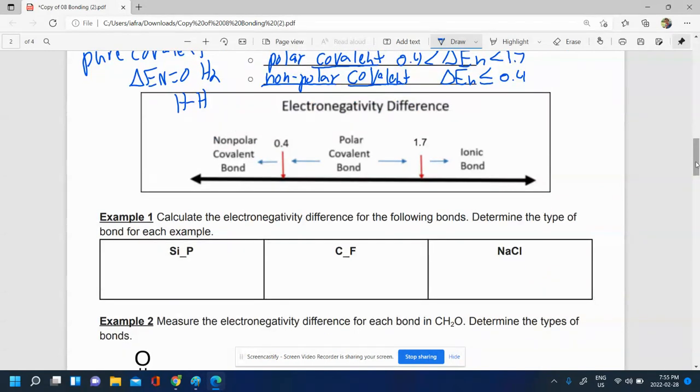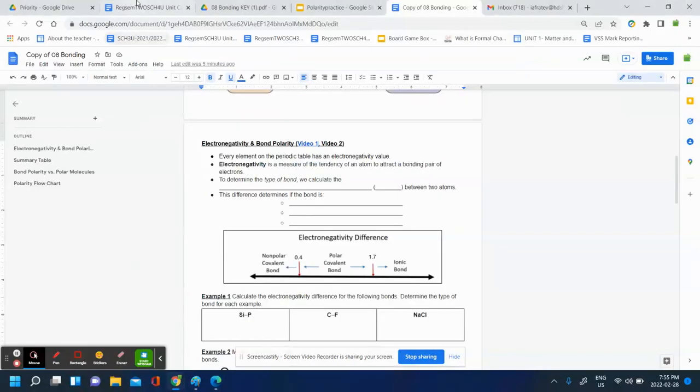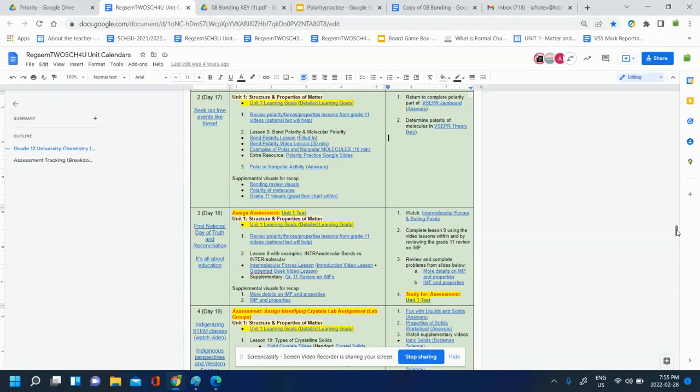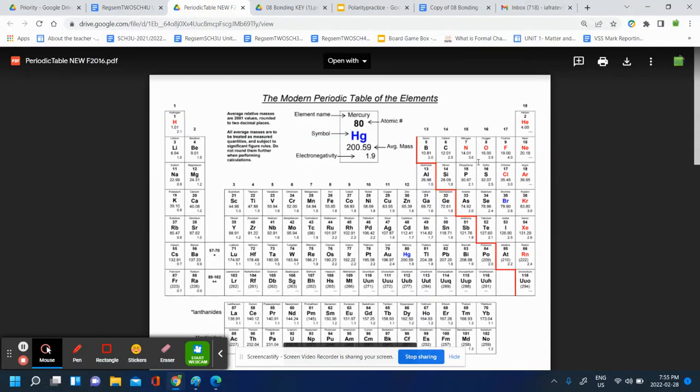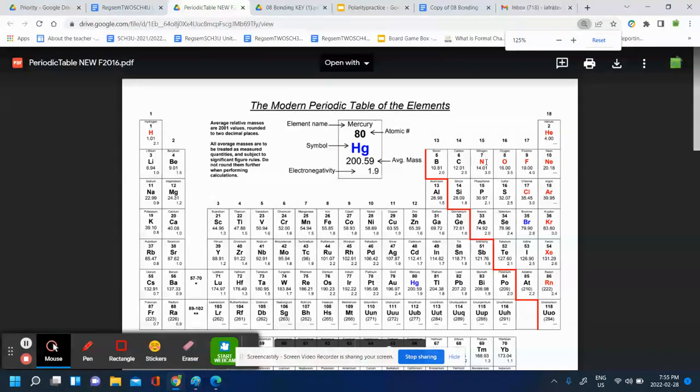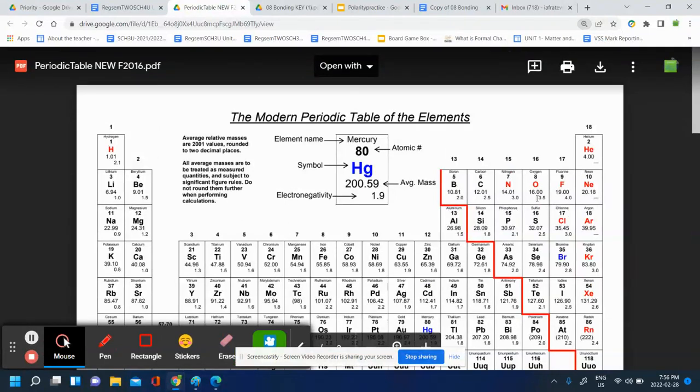So we're going to go and do some examples of using electronegativity values to determine if a bond is covalent polar, covalent non-polar, or ionic. As we mentioned, the values of electronegativity can be found in your periodic table, and our periodic table can be found just at the very top of our main calendar here. You can open up the periodic table, and you can find the values of electronegativity just at the bottom right of the element square or element box.